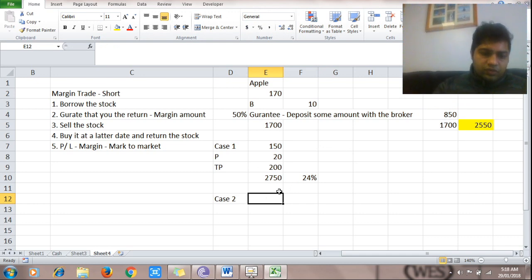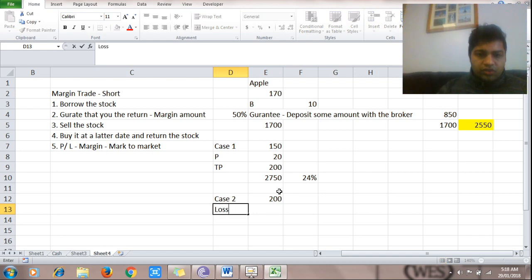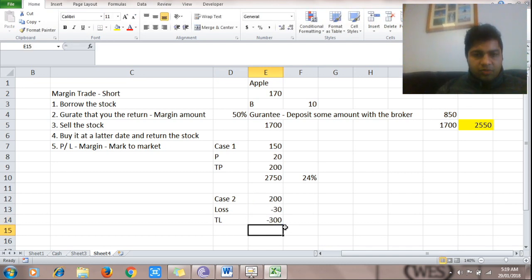Case 2. The stock goes to $200. Now you have sold it at 170, but the stock is now at 200. No matter what the price, you have to buy it now. So you have sold something at 170 and now you have to buy it back at 200. So you would have a loss of $30 per share, since you sold at 170 and are buying at 200. Total loss is 30 multiplied by 10, $300.